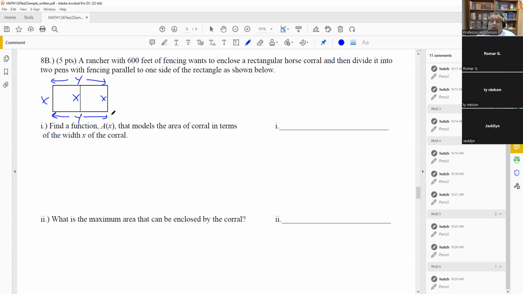The only time this would not be the case is if this was up to a lake or something like that, and so maybe the last side would just be the lake, so you wouldn't need to put fencing there. So then you would not have a y along that side. But in this case, we see all the sides are drawn in there, so we do have to put a variable next to all the sides.